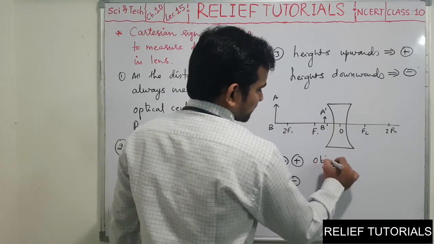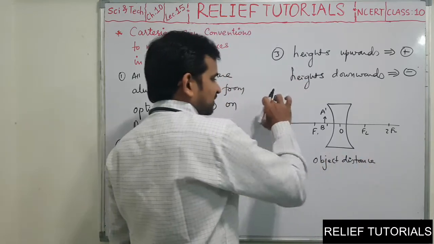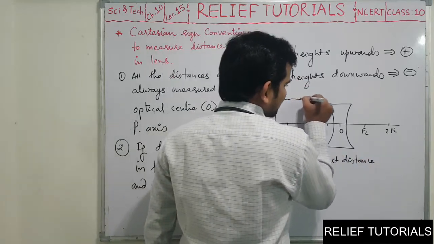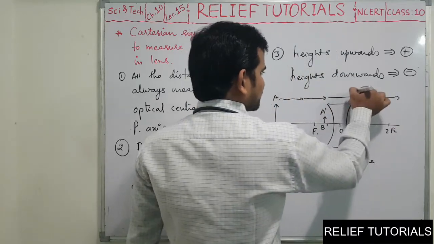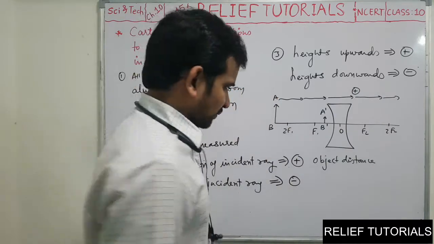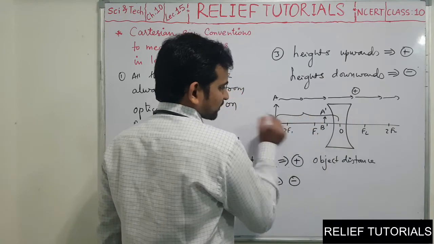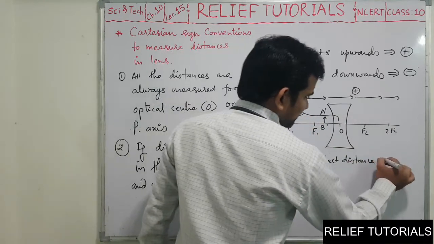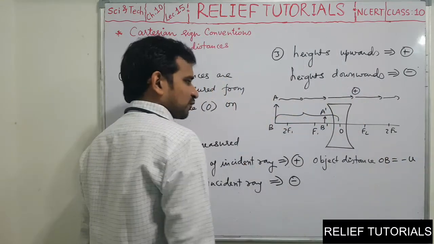Now let us measure the object distance. The object is here, so the incident ray goes in this direction. This direction is taken as positive and the reverse one should be taken as negative. So object distance means O to B. Object distance OB should be taken as negative because we are going in the opposite direction of the incident ray.